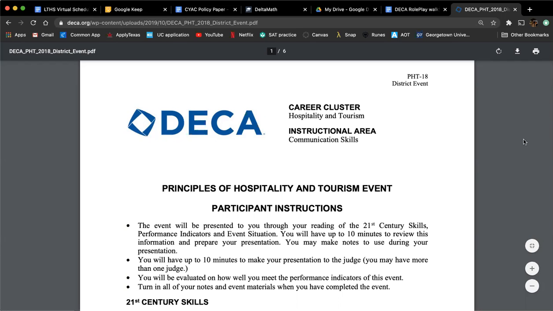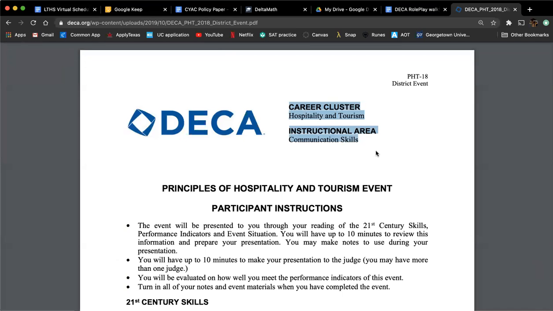So as we can see on the first page of the roleplay, we have three important pieces of information. First, we have the directions, which are basically going to be the same for every roleplay. Then in the top right, we have the cluster and instructional area. Your cluster is basically the event that you're doing. And then your instructional area will be the overarching theme from which your PIs are pulled. So for instance, this roleplay's instructional area is communication skills. So all the PIs will revolve around communication.